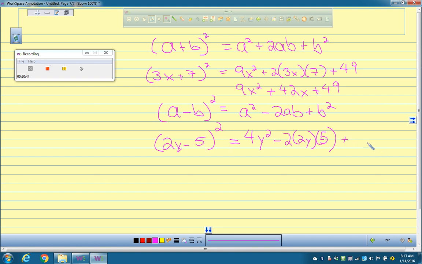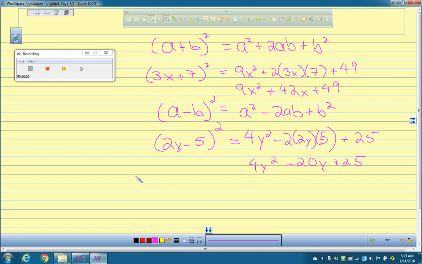Plus b squared, which would be 25. Okay? So that comes out to be 4y squared minus 20y plus 25, which is what most of you guys got. So it's just a shortcut for doing that. So you take away those negatives? Well, you take away the negative for the second part, but you leave the negative for the middle part.